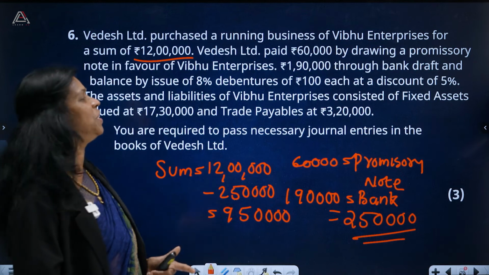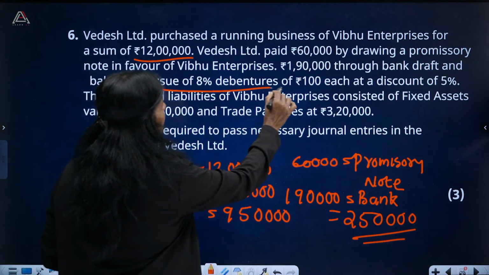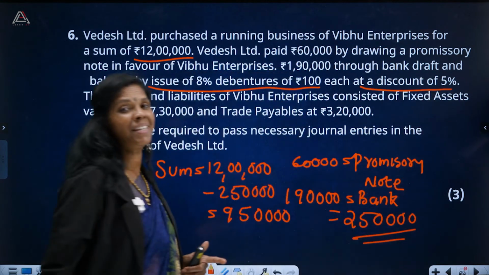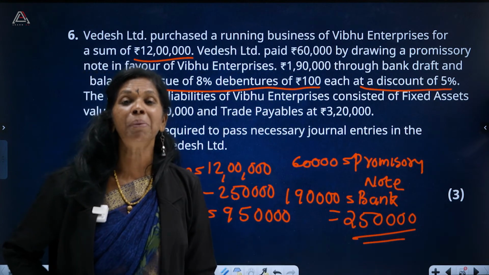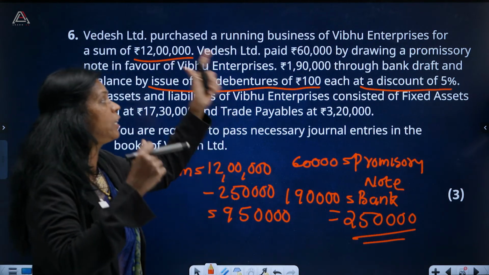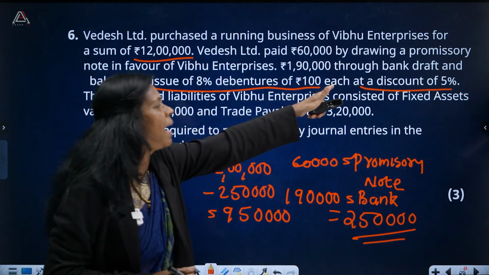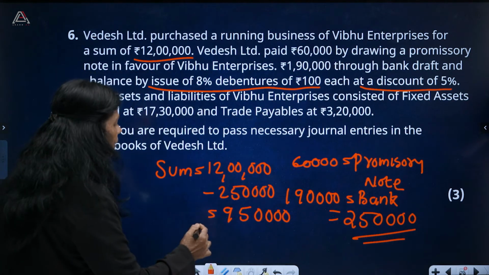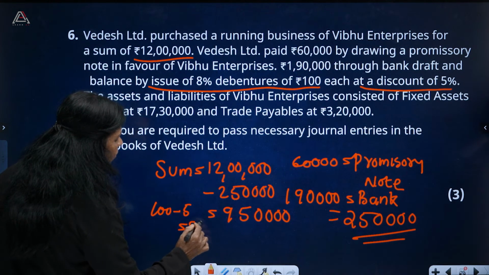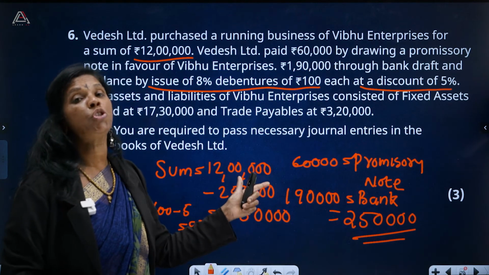That is 9,50,000. How will it be made? It will be made balance by issue of 8% debentures of 100 each at a discount of 5%. See, what is discount? Discount means below the value. What is the word meaning of discount? Below the value. So, the real or face value of the debenture is 100, but at a discount, it will be issued at 95.